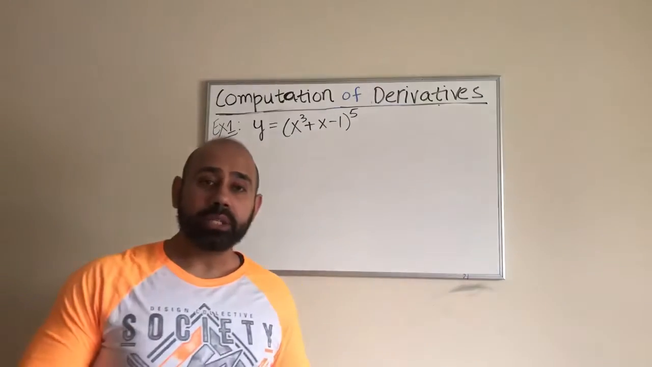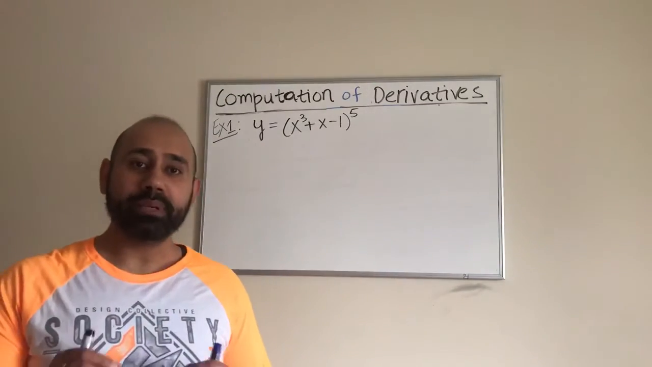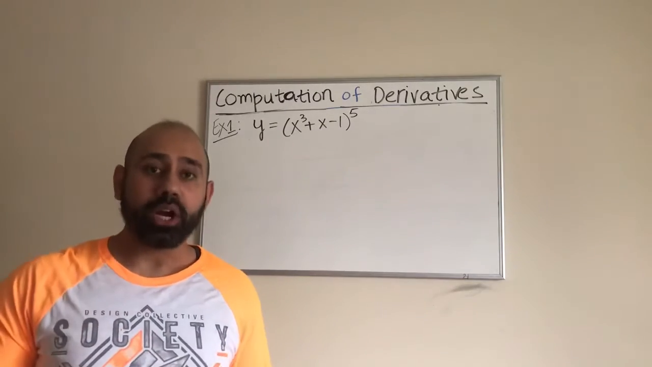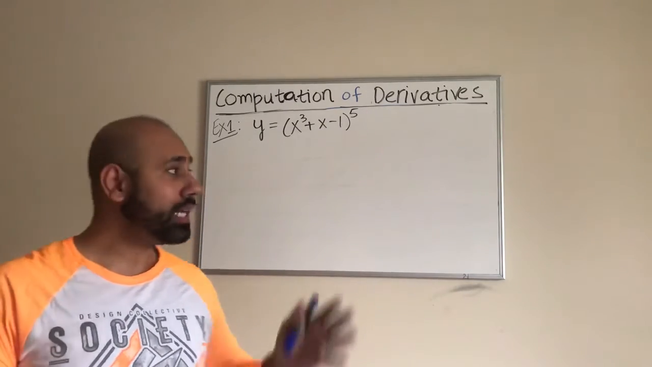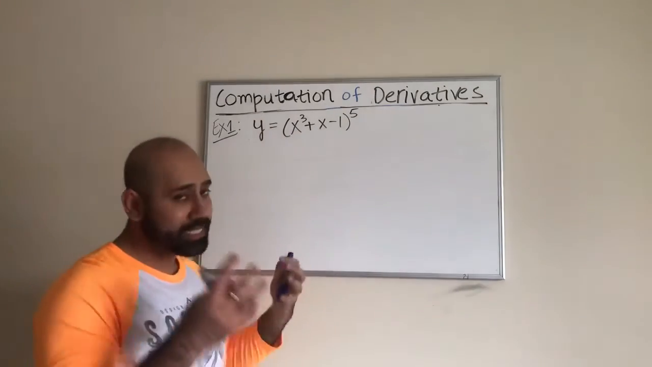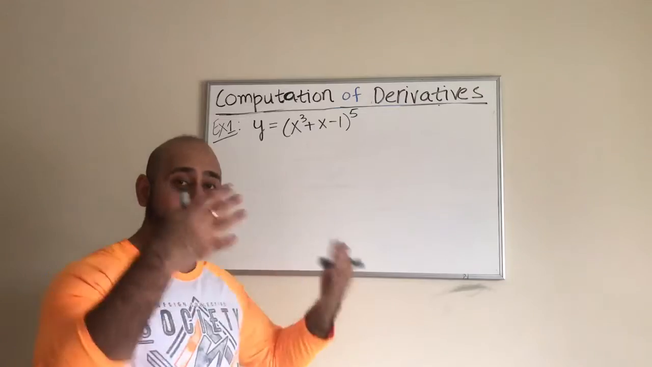Hi guys, welcome back. So I want to start with an easier example using the chain rule, and then once we understand simpler ones, we're also going to look at more challenging ones. Guys, if I look at this function right here, you can see that there is a cubic function inside the parentheses and then it is raised to the power 5.